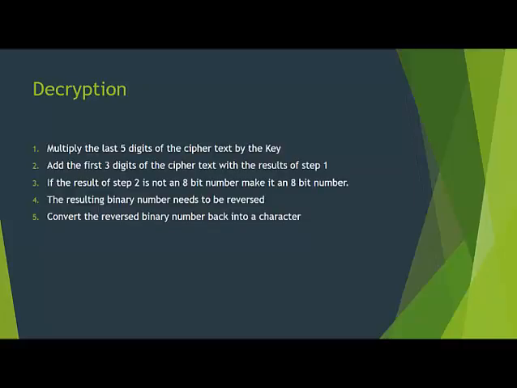Talking about the decryption of our algorithm, first we multiply the last 5 digits of the ciphertext by the key. Next, we add the first 3 digits of the ciphertext to the result of step 1. Next, if the result of step 2 is not an 8-bit number, make it an 8-bit number, and you can do this by padding it with zeros. The resulting binary number needs to be reversed, and lastly, we convert the reversed binary number back into a character.